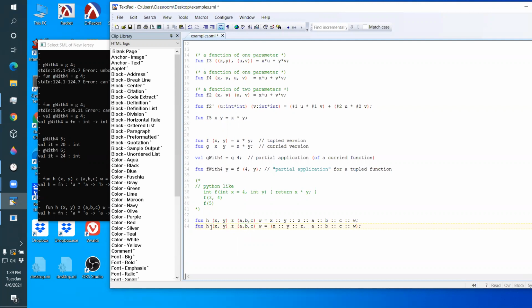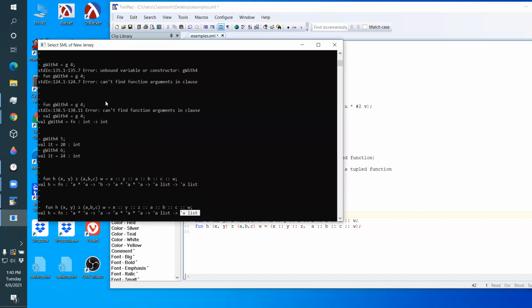Now, since there's no feedback between this and this, this will be of one type, and this will be of a different type. So this will be a pair of A's and a list of A's, a triple of B's, and a list of B's. And the output will be a pair made up of a list of A's and a list of B's. So here we're playing around with polymorphism, typing, currying, triples. We're doing a little bit of everything in this one example.